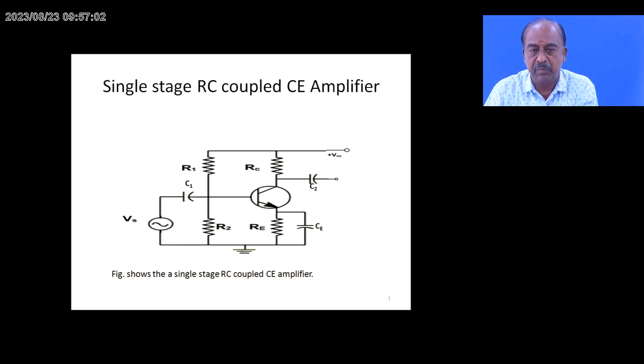Because of that input voltage, a very small amount of IB, that is the base current, is allowed in this circuit. This IB is very much amplified by this circuit to the level of the output voltage. At this output voltage, we connect a load resistance.